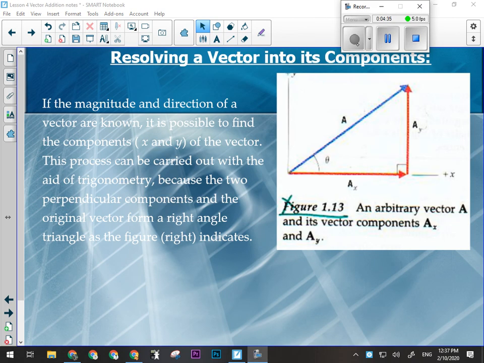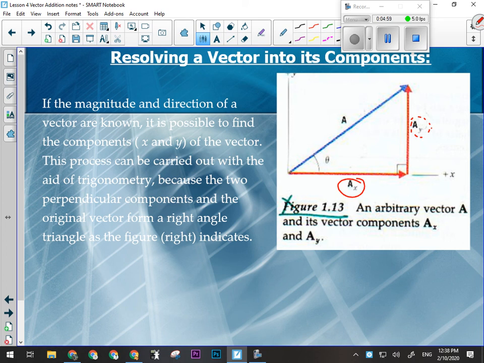So if I have any angled vector, like A here, the blue line that's labeled A, that vector has both a horizontal component labeled AX, right here, and a vertical component labeled AY. The reason we use X and Y is because it's just like an XY scatter plot that you use in math. X is the horizontal axis, Y is the vertical one.